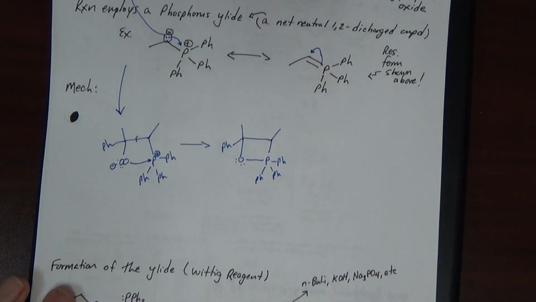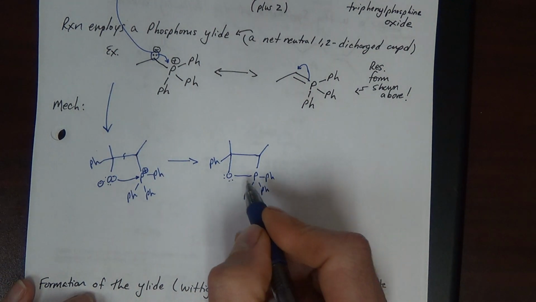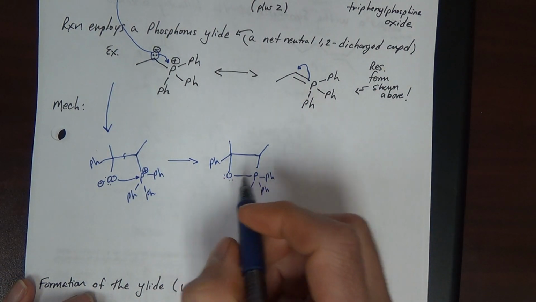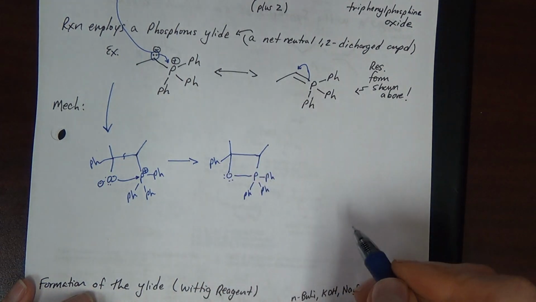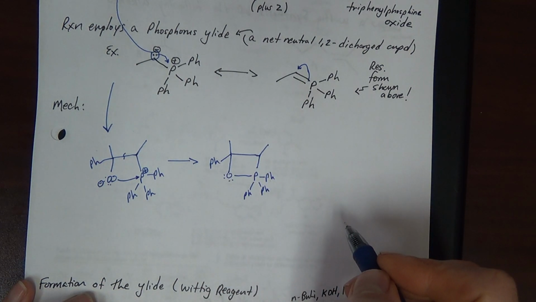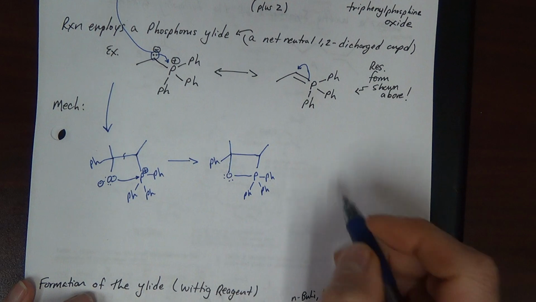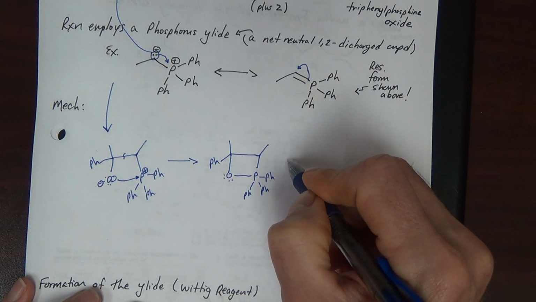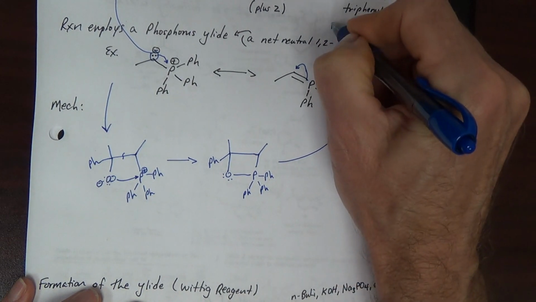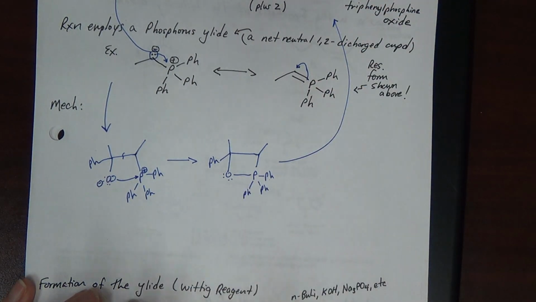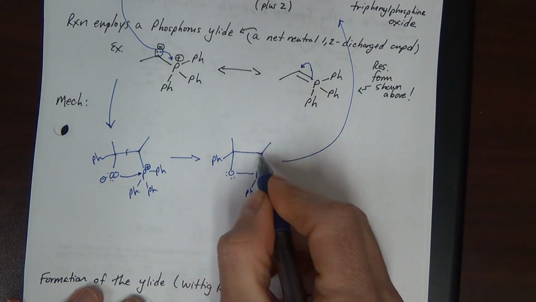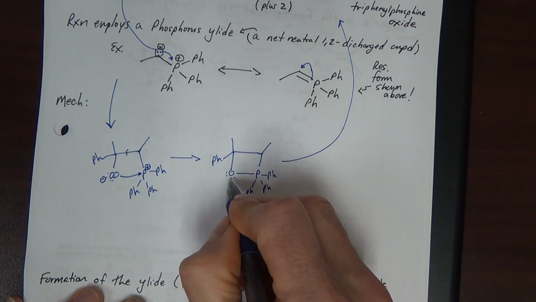Now this 4-membered ring is not stable. It cannot be isolated typically. It continues on. This is going to undergo a rearrangement, and it rearranges to the final products up there. The rearrangement, we could start in different places. Let's start with the oxygen.